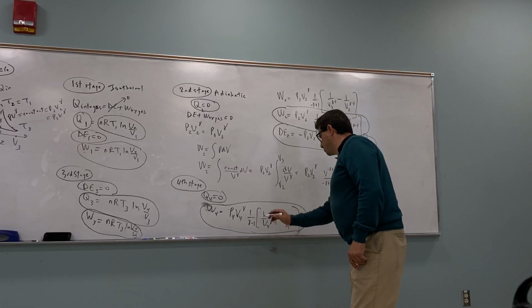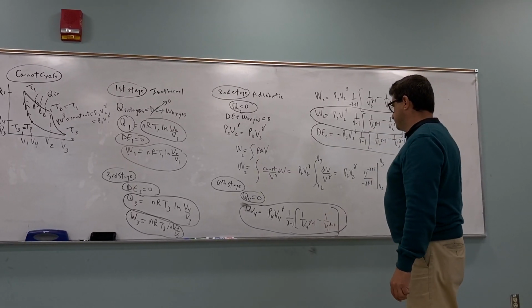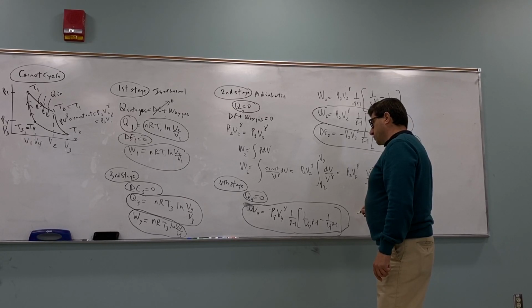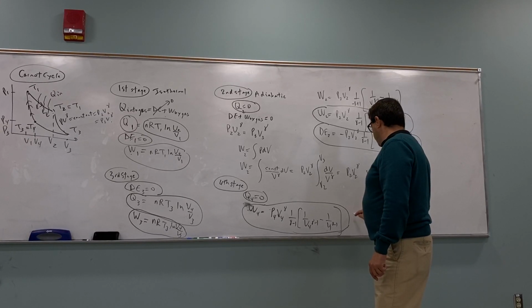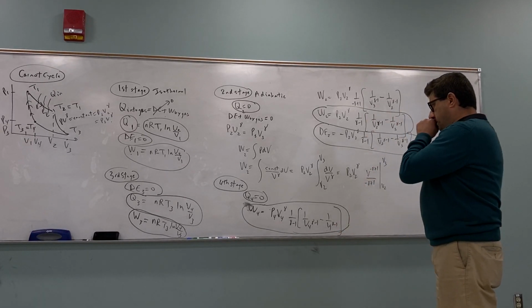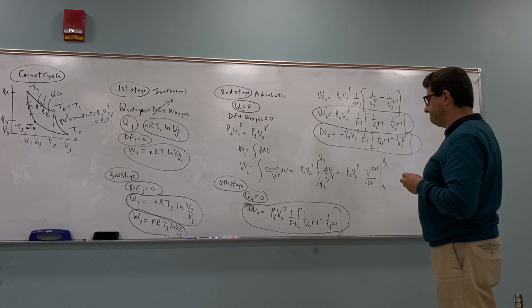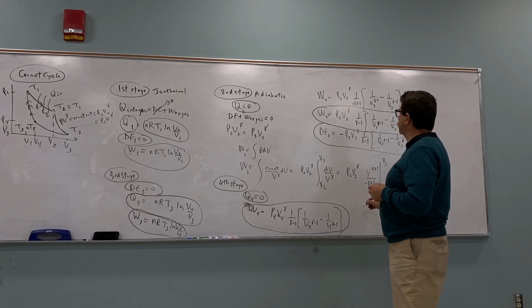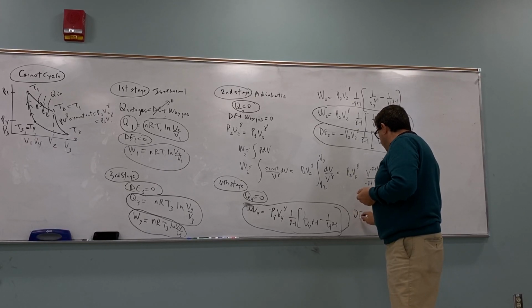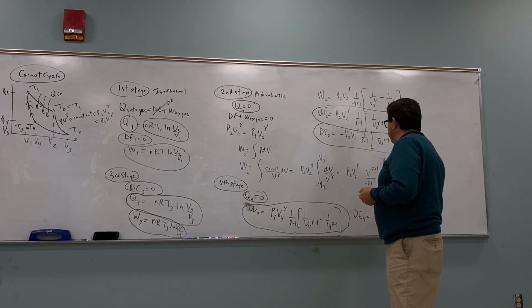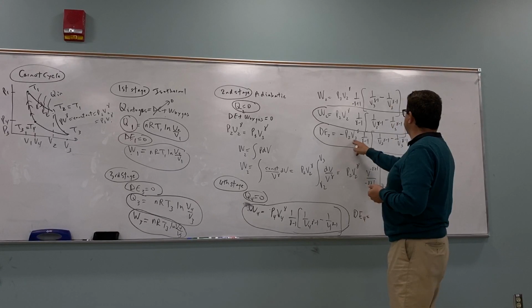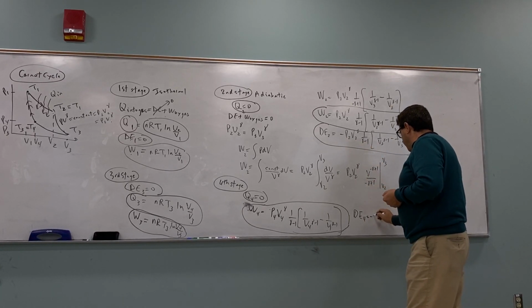And what else do I need? Oh, the delta E4 is just going to be similar to this, right? Negative P4V4 to the gamma.